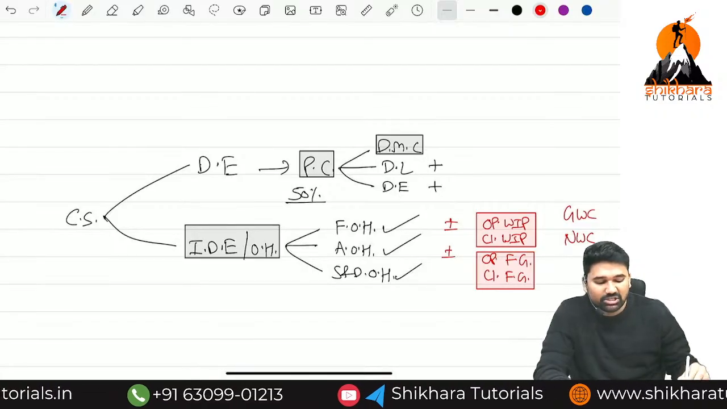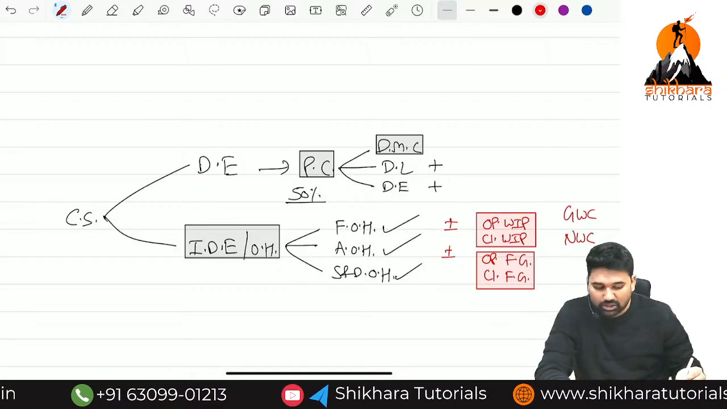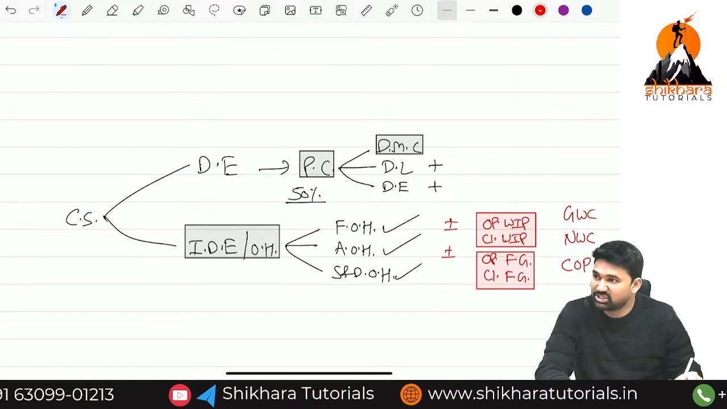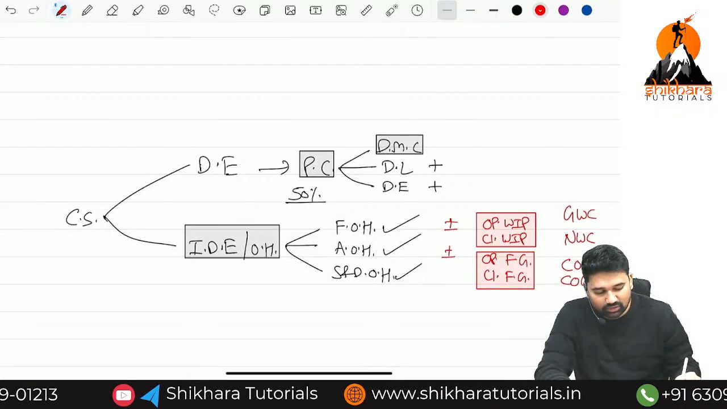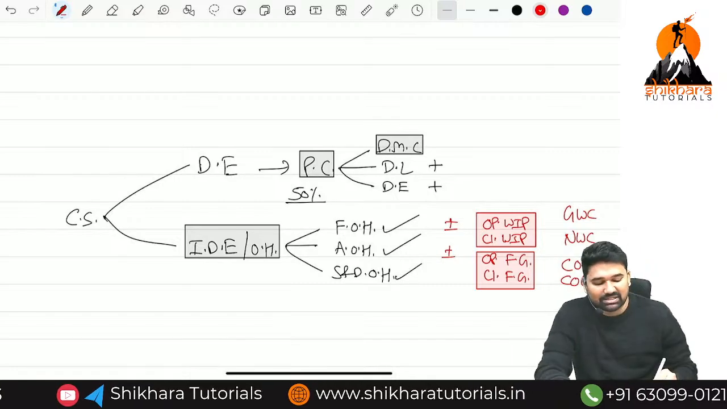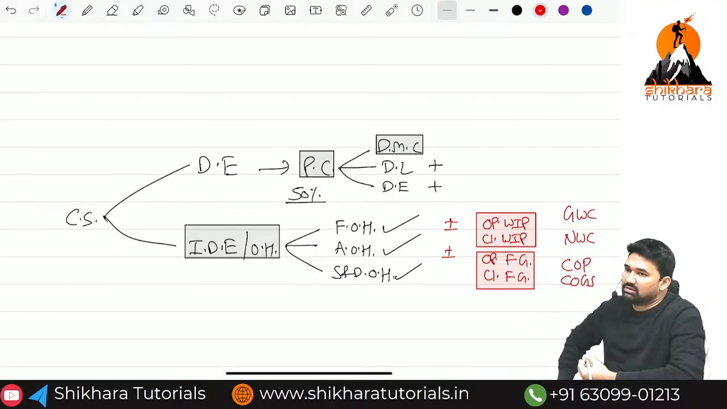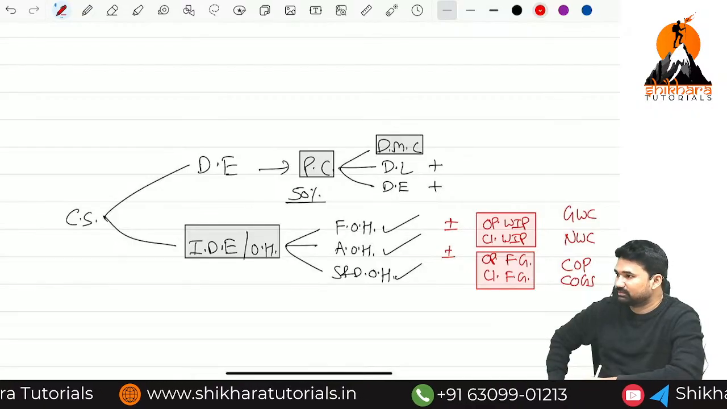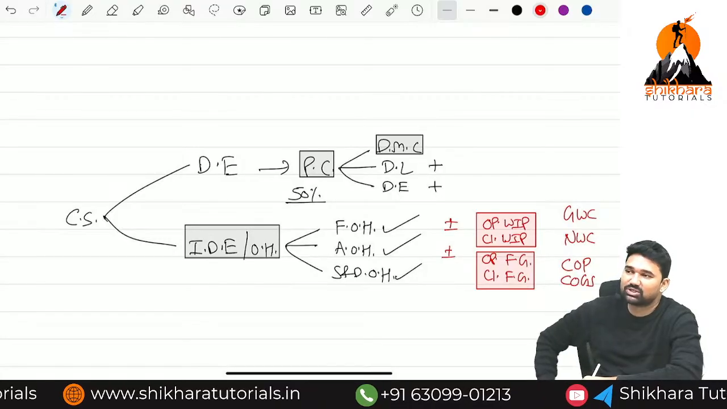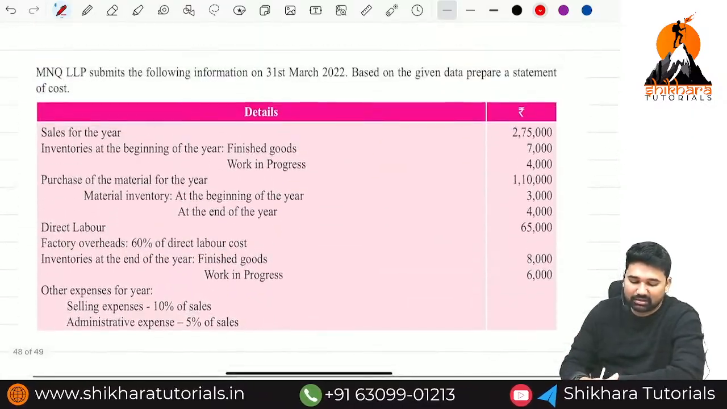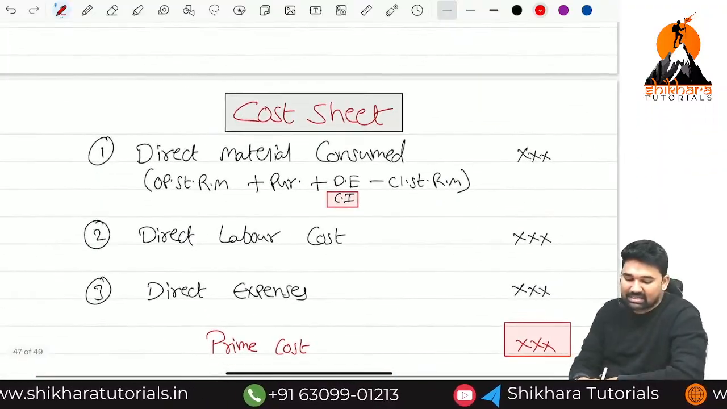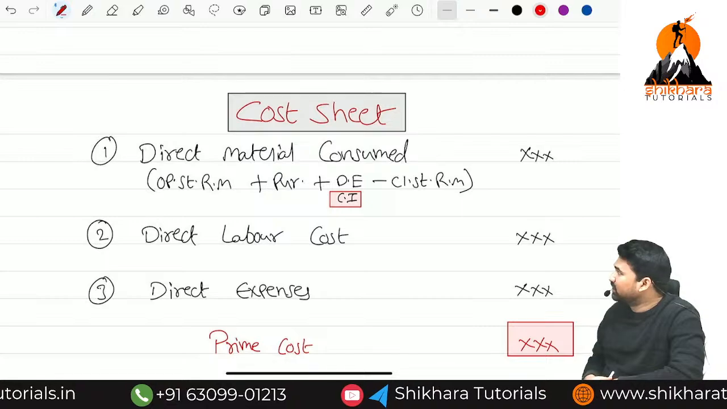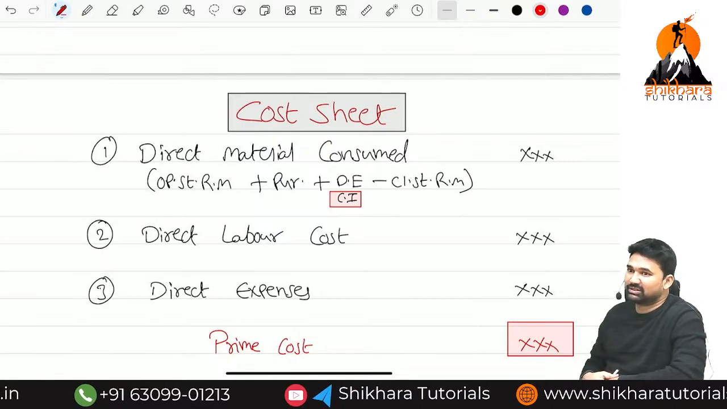At administrative overheads also, we make one adjustment. Before adjustment, the result is called cost of production. After adjustment, the result is called cost of goods sold. At selling and distribution overheads, the result is called cost of sales. If we add profit to the cost of sales, it gives rise to sales. So this is the cost sheet discussion which we completed in yesterday's session. This is the entire format. Look at this format once more carefully, because we are going to solve problems with respect to cost sheet. So first step is what?